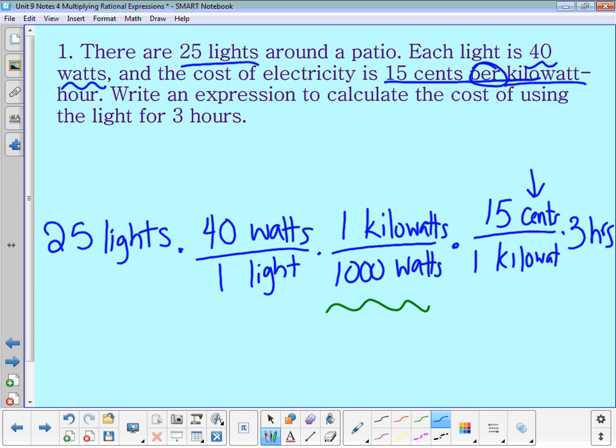Since I've gone through and changed all the labels, now all I have to do is multiply all the numbers together and make sure that my labels are actually canceling out. Lights cancel out with lights. Watts cancel out with kilowatts. So now all I have to do is take 25 times 40, divide that by 1,000, and then multiply it by 15 cents times 3 hours. When I do that, I get 45 cents for those 3 hours. So it's going to cost me 45 cents for the 3 hours.